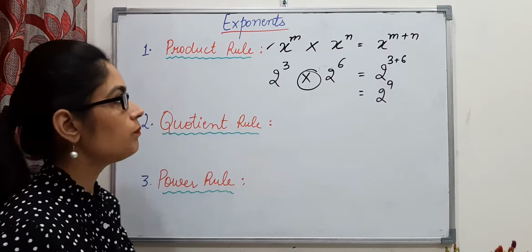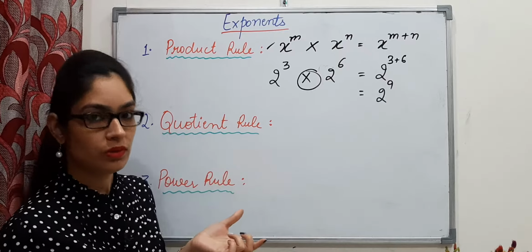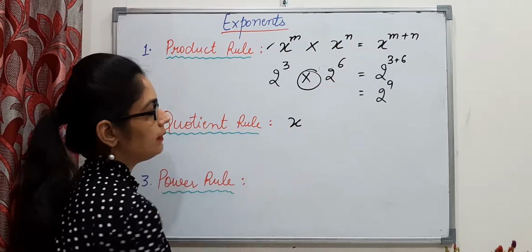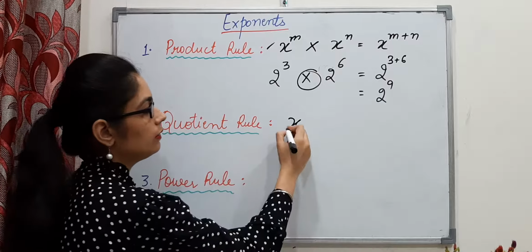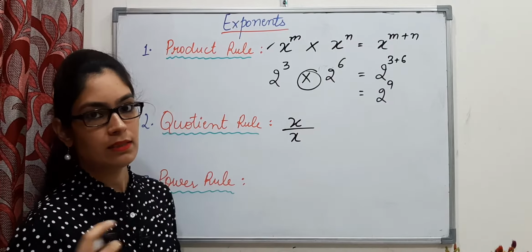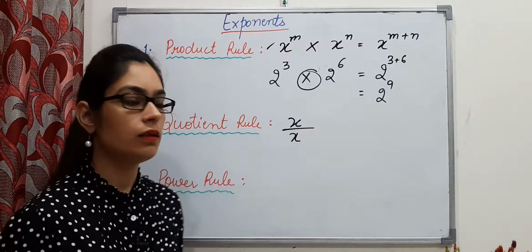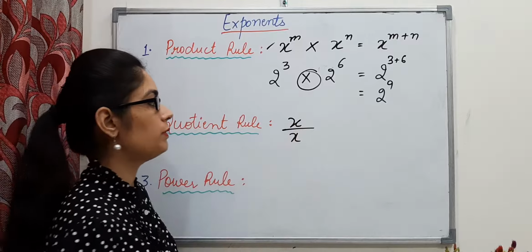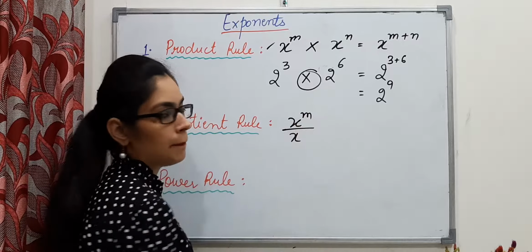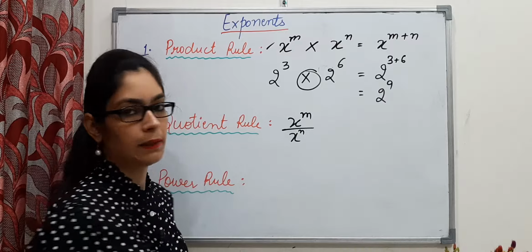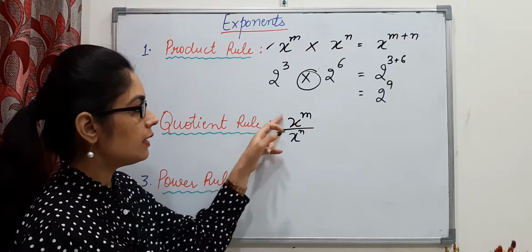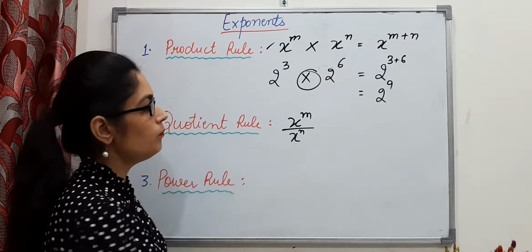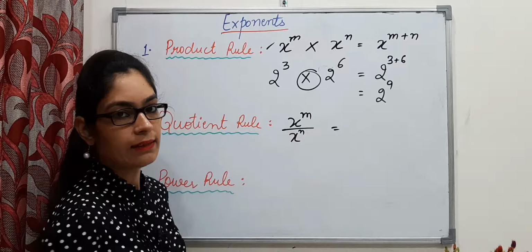This is the quotient rule. Quotient is something which is related with division. Let's take an example, its general form I'll tell you first. When I have x and again x, the bases should be same. Whenever we are doing the product rule or quotient rule, in both of these rules the bases should be same. One of the x has power m and the other one has power n. These rules we can only follow if the bases are same. So now x and x are the same and they are getting divided.